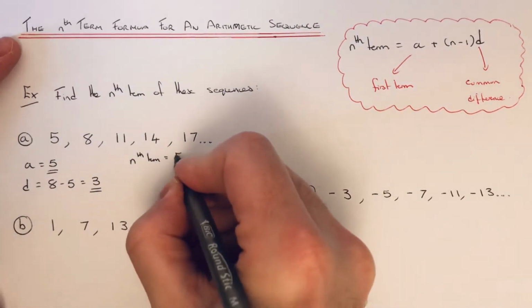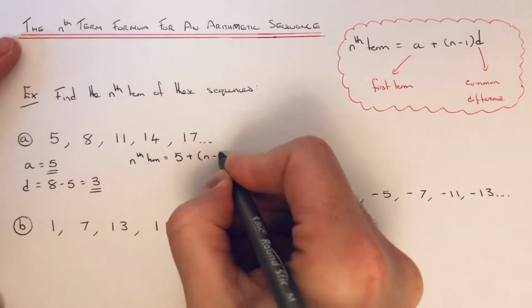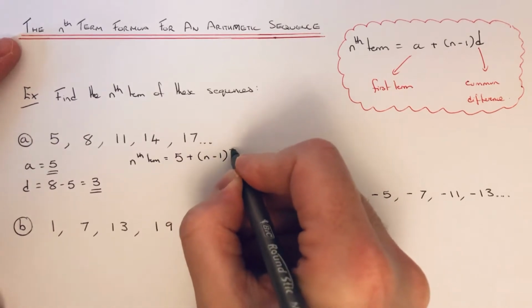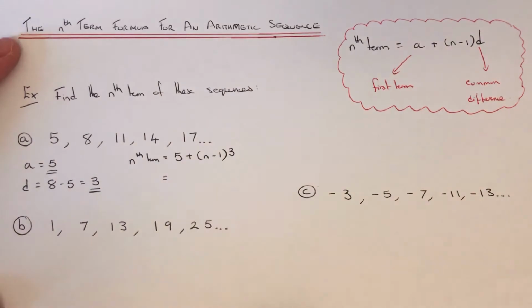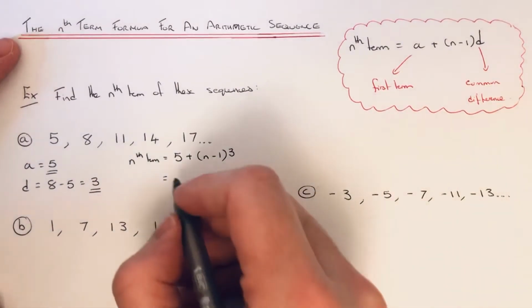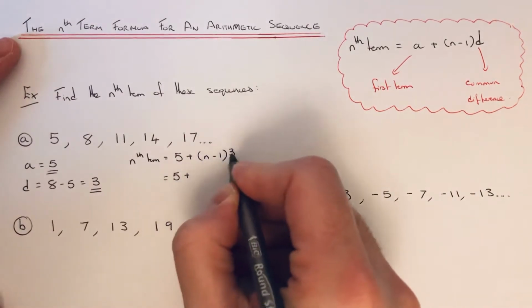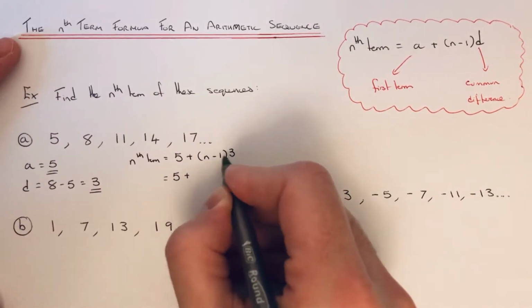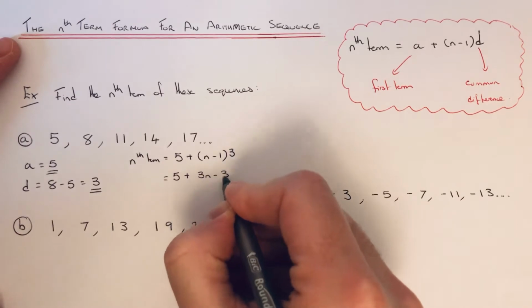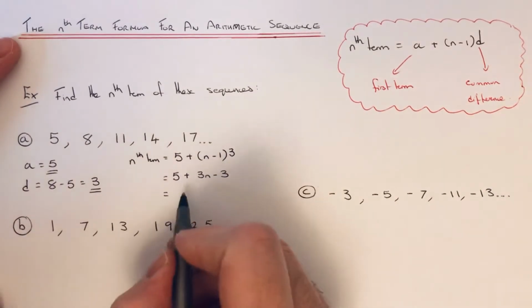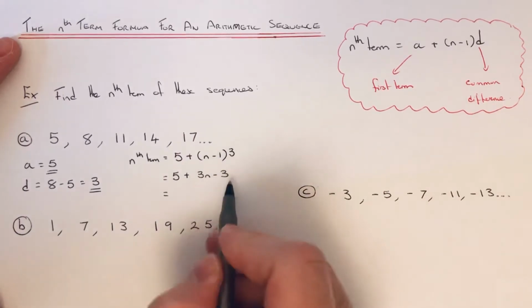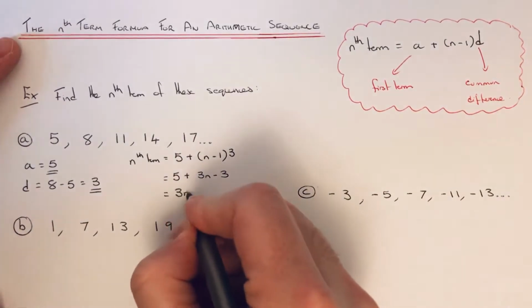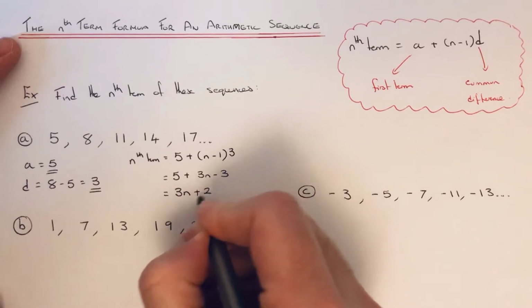So it'll be 5 plus n minus 1 times d. You could leave your answer like that, but it's probably nice to simplify it. I'm going to times the bracket by 3, so that would be 3n minus 3. Then if we simplify the terms, 5 take away 3 is 2, so our final answer will be 3n plus 2.